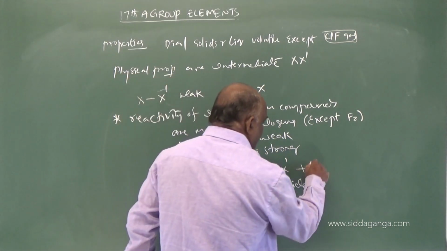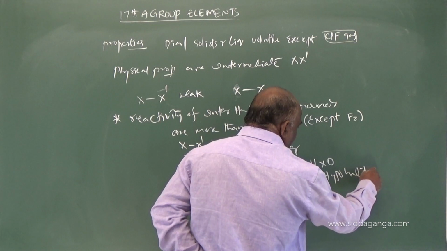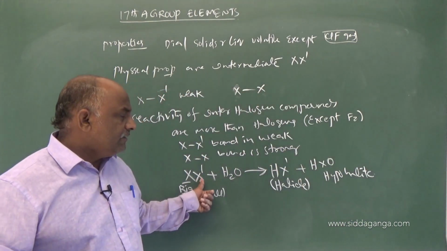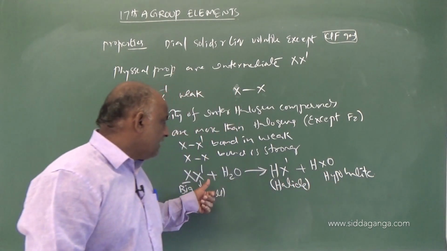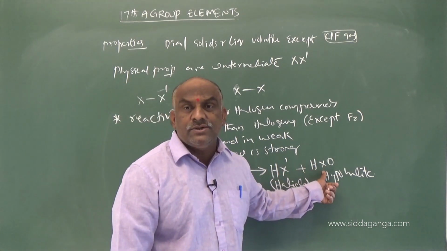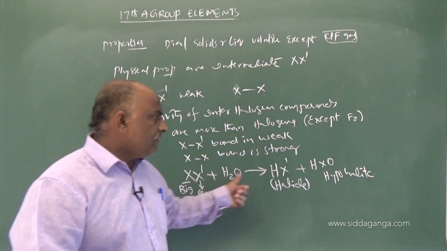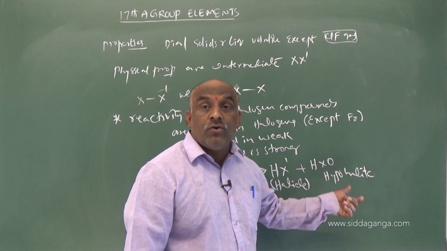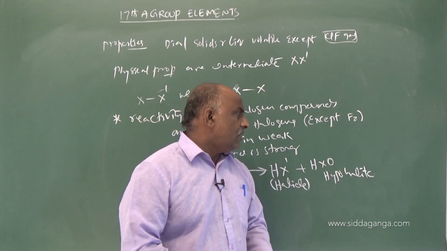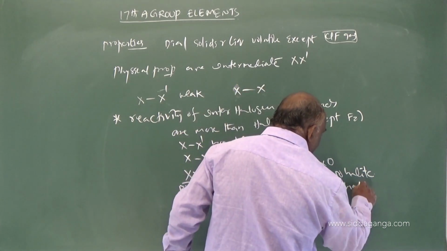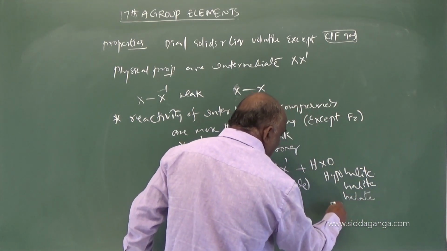we will get HX plus HXO. This is hypohalite. If it is trihalide, we will get HXO2. HXO2 is halite. If it is pentahalide, then it is HXO3. HXO3 is halate. If it is IF7, what will we get here? HXO4. According to the type of halide, we will get hypohalite, halite, halate, and the last one is perhalate.